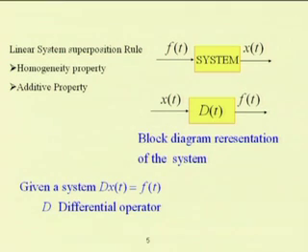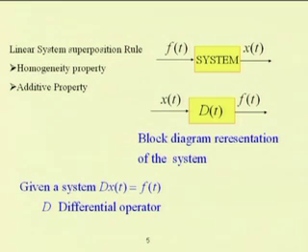Similarly, in case of the additive rule, if I am applying two inputs, F1 and F2, the outputs would be x1 and x2. A system can be represented by a differential equation, D x(t) equal to f(t), where D is the differential operator. Using that, we can apply the homogeneity property and additive property to check whether the system is linear.